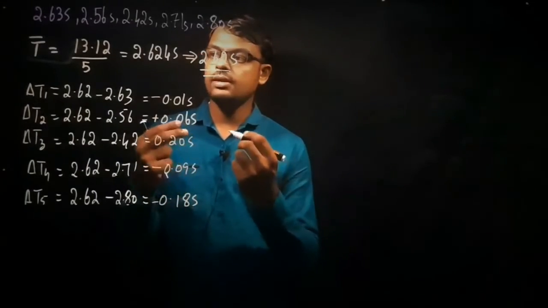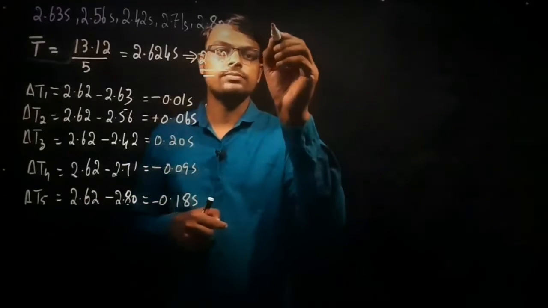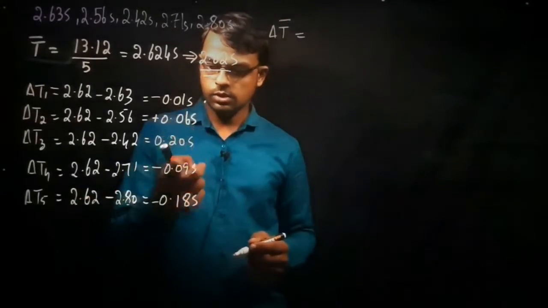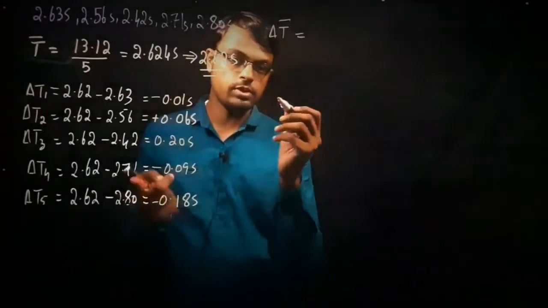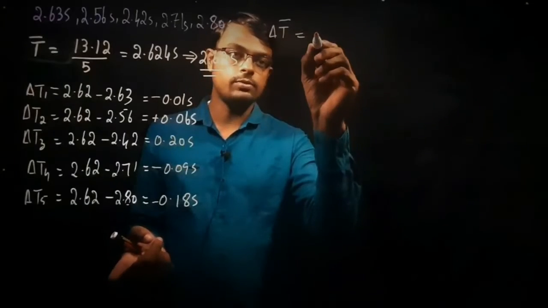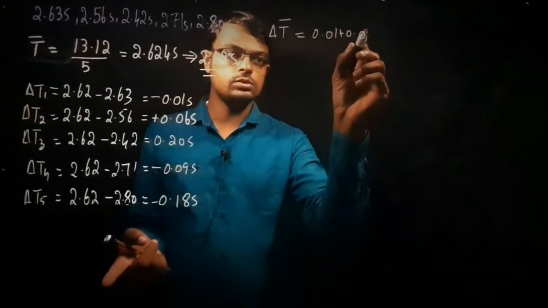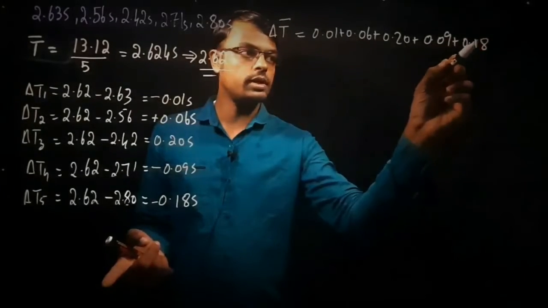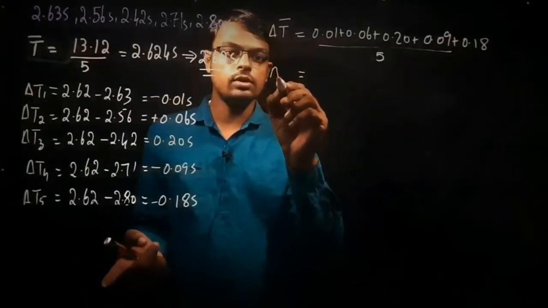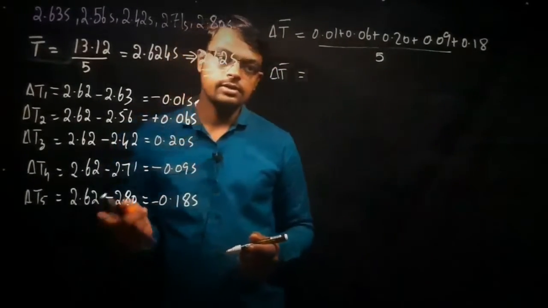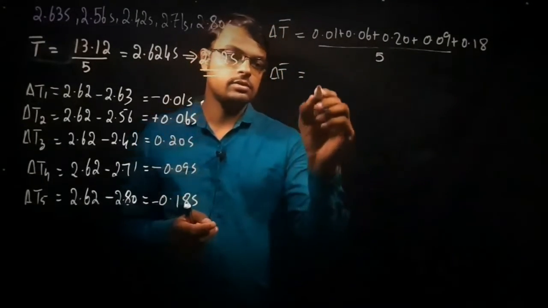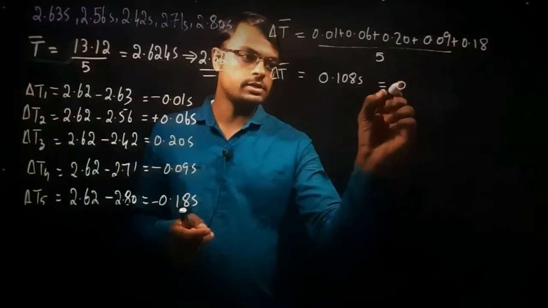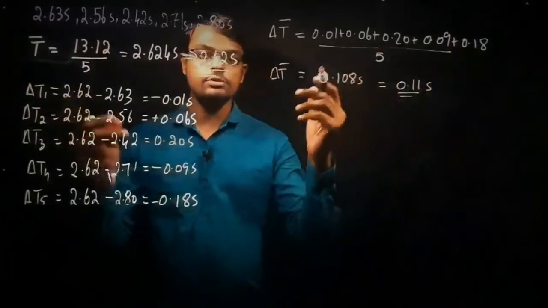Next you have to calculate the mean absolute error. How to calculate it? That is delta t bar. You have to add all the values as positive values. Don't take the minus, because we have already discussed that here we only take the magnitude. So 0.01 plus 0.06 plus 0.20 plus 0.09 plus 0.18, all divided by 5. Do this calculation and you are getting approximately 0.108 second. We can write it in two decimal places as 0.11 second. Now you got the mean absolute error.